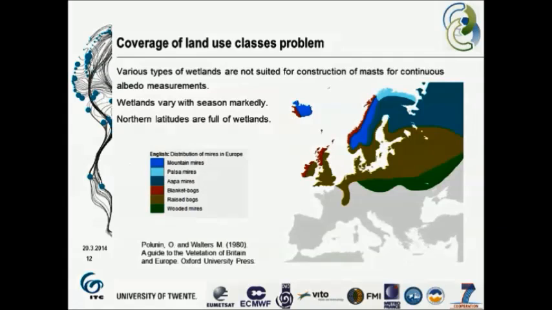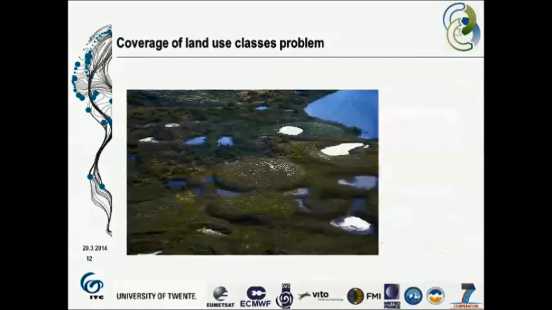Now then, about this land use class problem. As I already mentioned, the wetlands are not suited for construction or masts for continuous albedo measurements. And unfortunately, the wetlands also vary markedly with season. The northern latitudes at least are full of wetlands, but not only the northern latitudes. There are also places elsewhere on the globe that have quite a lot of wetlands. So to show what it is all about, let's have a tour on our nice globe with examples.